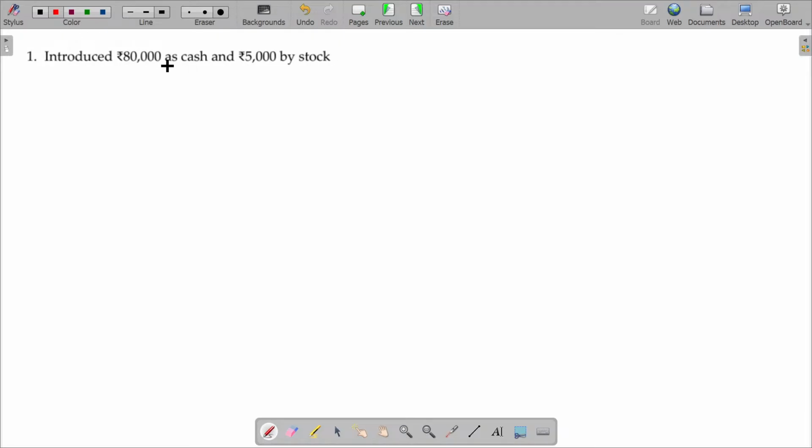What happens here? Cash is an asset, stock is an asset given by the owner. So now it's a business responsibility to pay that amount later to the owner. So that is capital. Capital being 85,000 because he has given these two.